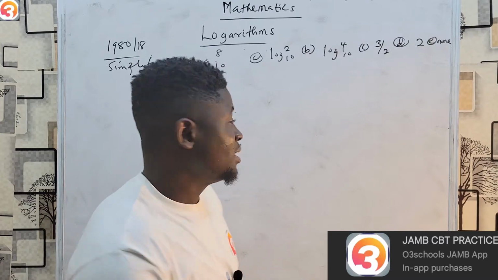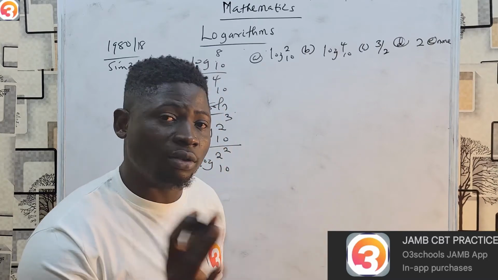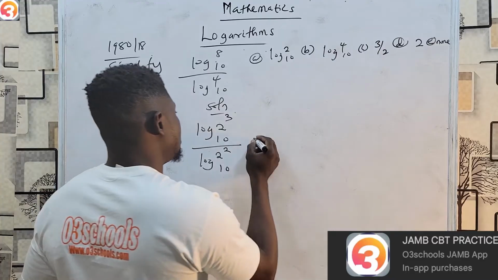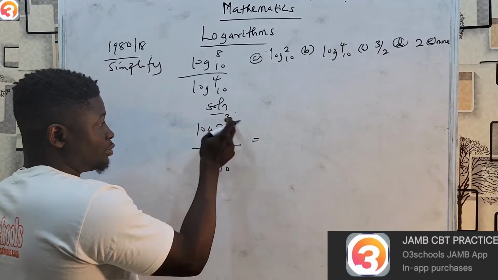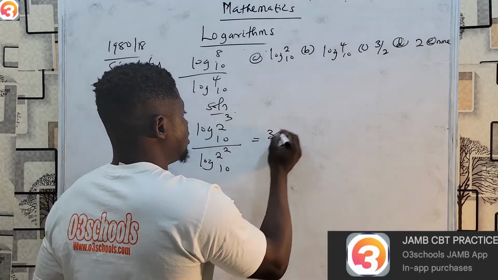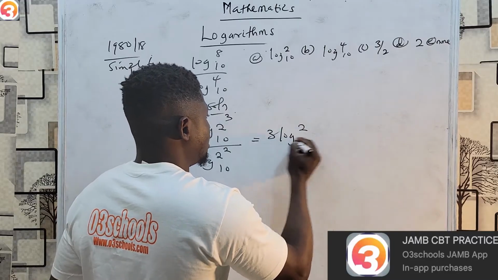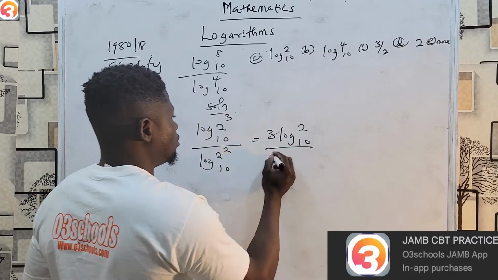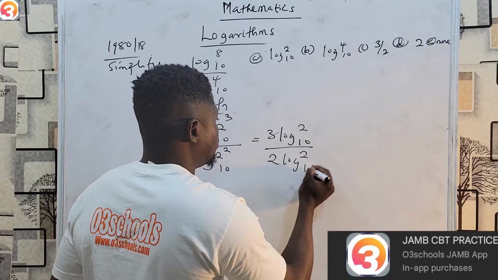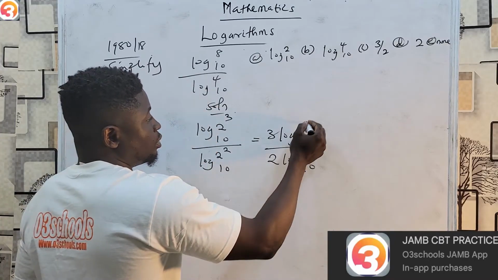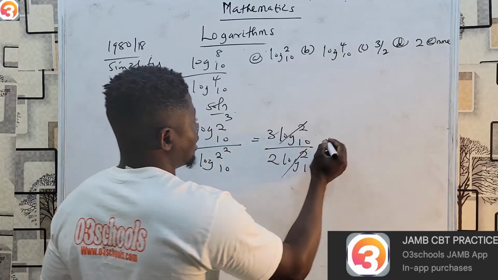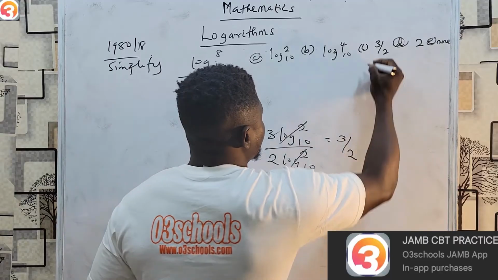If you understand the laws, this will be easy to follow. But if you don't, I'm sorry. So I'm going to have 3 come to the back of log 2 base 10. So I'm going to have 3 log 2 base 10 all over what? 2 log 2 base 10, right? So log 2 base 10 will cancel log 2 base 10. What is left is 3 over 2. Option C.